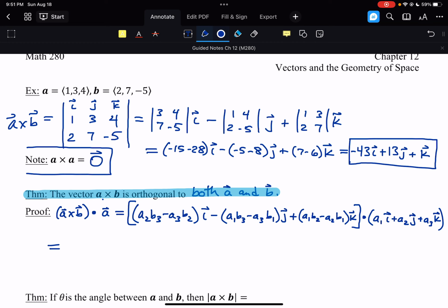The cross product produces a new vector, so this is a vector. But once we dot them together, the dot product produces a scalar, so it's not a vector anymore. So we'll multiply the corresponding pieces. So we'll have a2b3 minus a3b2 times a1, minus a1b3 minus a3b1 times a2, plus a1b2 minus a2b1 times a3.